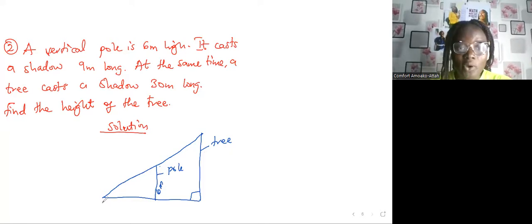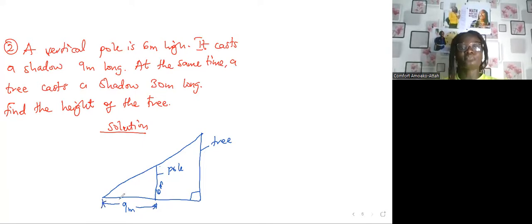So where do you think we'll have our shadow? This is where the shadow of the pole will be formed. Okay, the shadow of the pole. Good. Then the tree also casts a shadow of 30 meters long. Now we have the shadow of the tree.